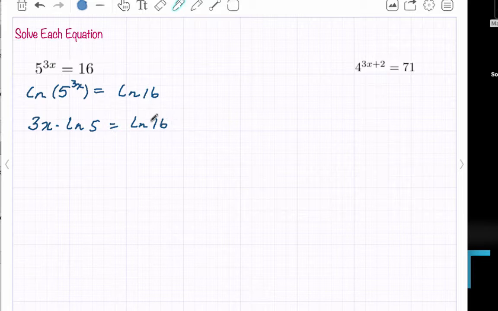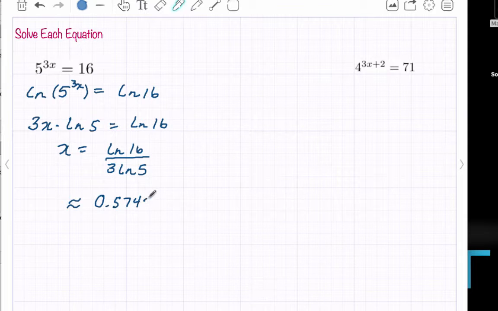So now we're going to end up using our graphing calculator. If we want x by itself, we're going to have x is equal to the natural log of 16 over 3 times the natural log of 5. Now be careful how you enter this in your calculator. And we're going to get approximately 0.5742.